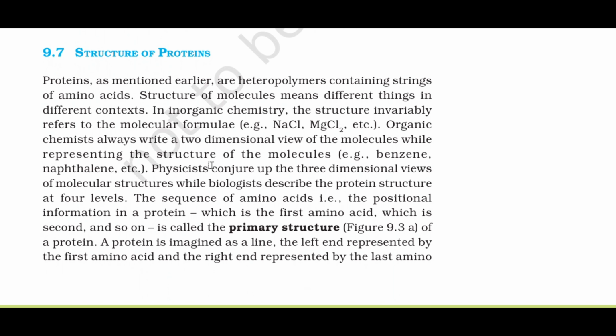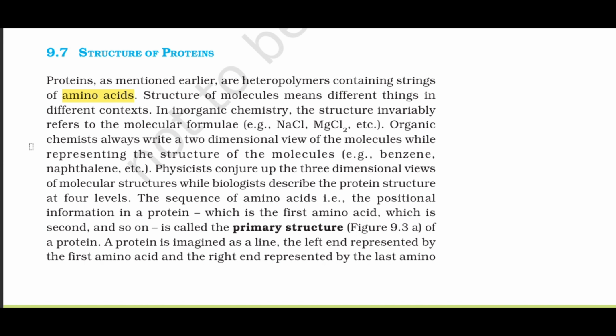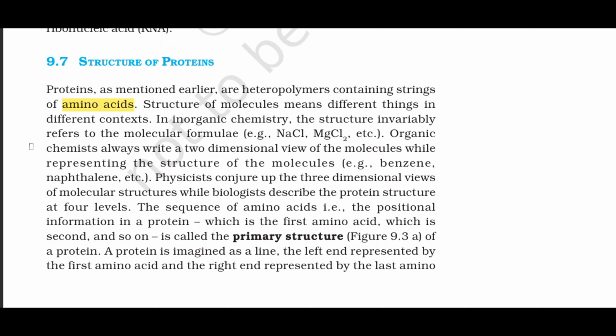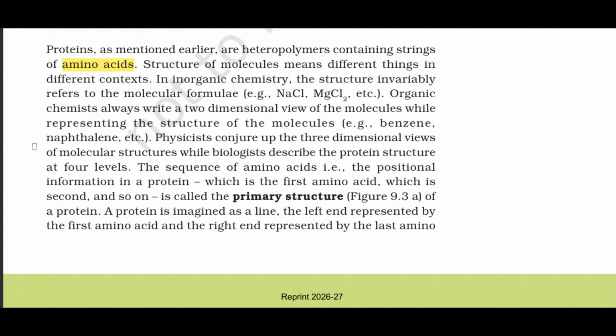Structure of proteins. Proteins, as mentioned earlier, are heteropolymers containing strings of amino acids. Structure of molecules means different things in different contexts. In inorganic chemistry, the structure invariably refers to the molecular formulae, for example NaCl, MgCl2, etc. Organic chemists always write a two-dimensional view of the molecules while representing the structure of the molecules, for example benzene, naphthalene, etc. Physicists conjure up the three-dimensional views of molecular structures, while biologists describe the protein structure at 4 levels.